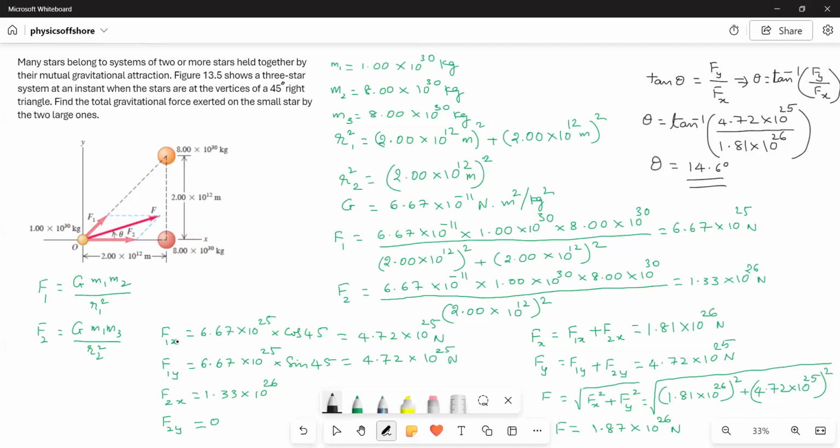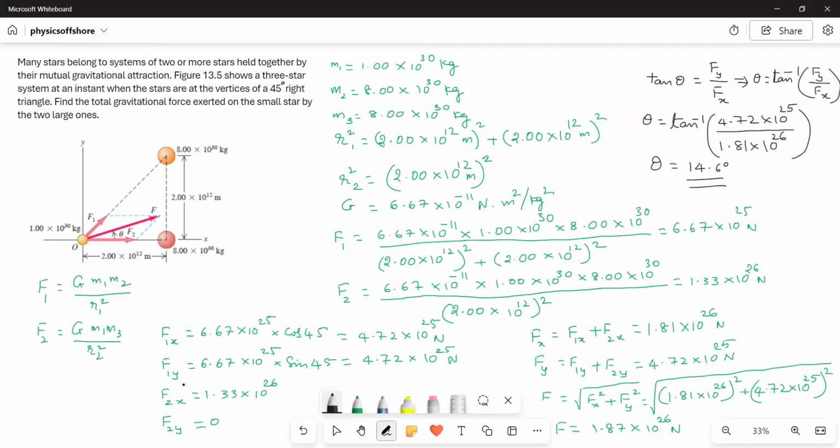So what is F1x? For this angle, this is the adjacent side, and the x component is the adjacent side of the triangle. So we take cos 45. F1x is F1 cos theta, which is 6.67 into 10 to the power of 25 newtons times cos 45. That gives 4.72 into 10 to the power of 25 newtons.